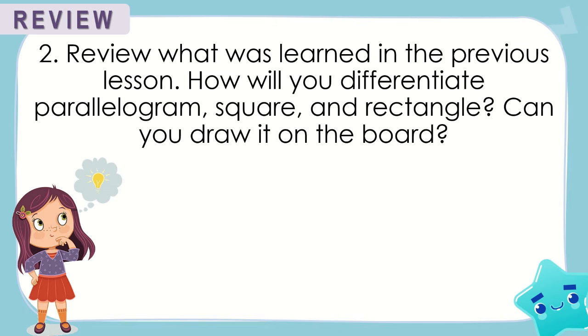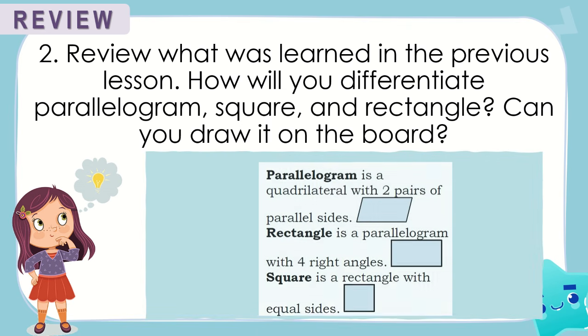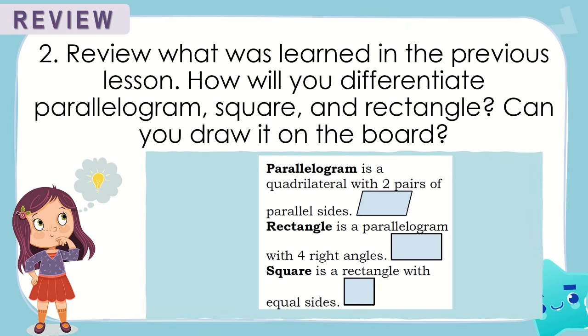Review what was learned in the previous lesson. How will you differentiate parallelogram, square, and rectangle? Can you draw it on the board? Parallelogram is a quadrilateral with 2 pairs of parallel sides. Rectangle is a parallelogram with 4 right angles. Square is a rectangle with equal sides.